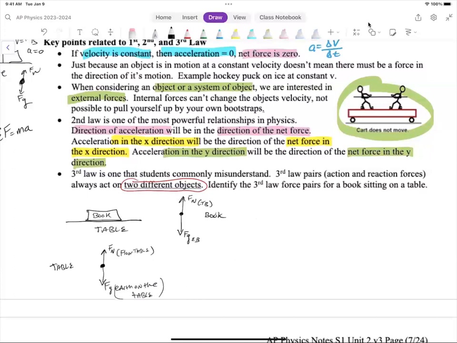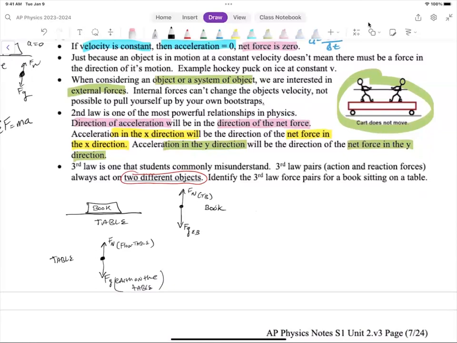Okay. So there's two objects. What are equal and opposite? Oh, I forgot one force. I don't see the third law pair. Okay, that's not the only forces acting on the table. The force normal from the floor, the force of gravity on the table from the Earth, but isn't the book also pushing down on the table?